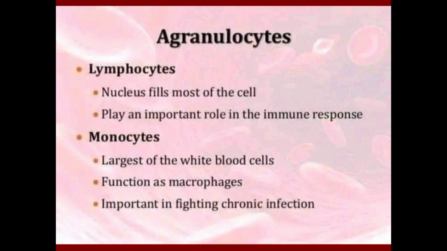The first is lymphocytes. The lymphocyte nucleus fills most of the cell, and it plays an important role in the immune response. The second one is monocytes. Monocytes are the largest of the white blood cells. They function as macrophages and are important in fighting chronic infection.